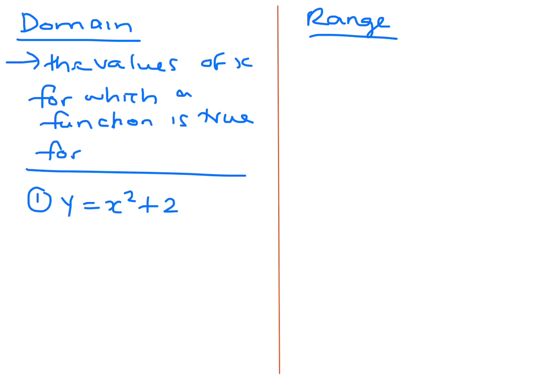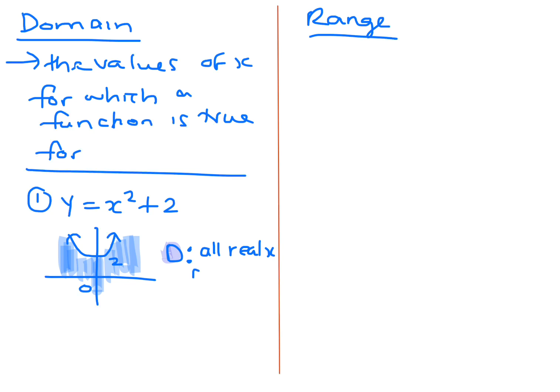So for example, y equals x squared plus 2. If you sketch that, it's a parabola and you go up 2. When you're looking at the domain here, you're looking for the values of x for which it is true. If you look here, you've got negative x, you've got curve, positive x, you've got curve, and at 0, you've got curve. So basically the domain would be all real x. And if you write that in interval notation, it goes minus infinity to infinity.